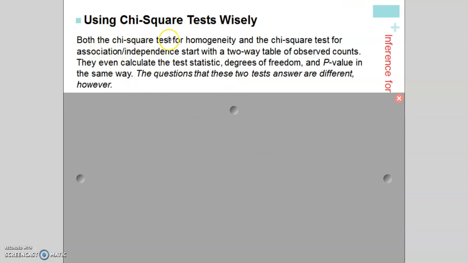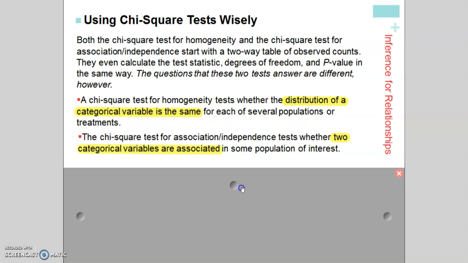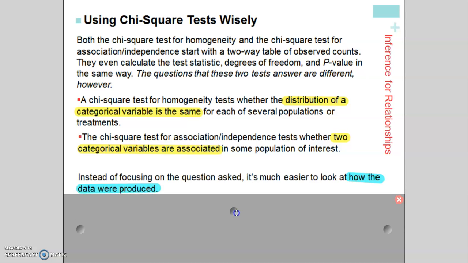Now, both of these tests use a two-way table. However, they're basically answering different questions. The homogeneity test tests whether a distribution of a categorical variable is the same for each of several populations. The chi-square test for association independence tests whether two categorical variables are associated. Now, sometimes it's hard to determine what type of question you're actually trying to answer, especially because you can sometimes word questions in a way that makes it sound like you should be doing one test, but that's not the case.